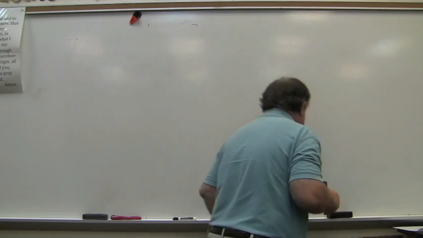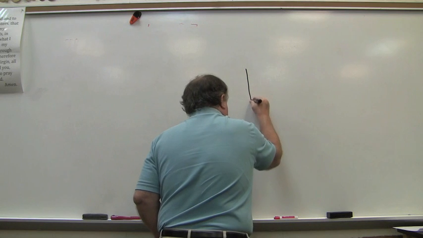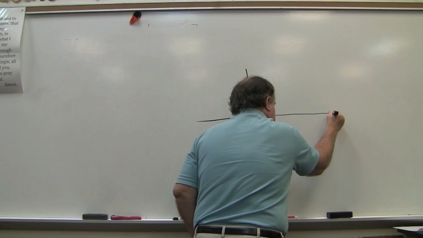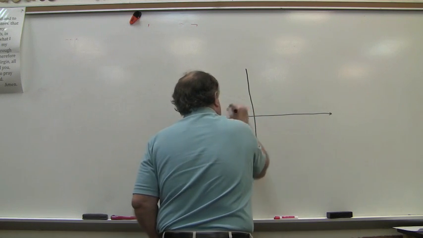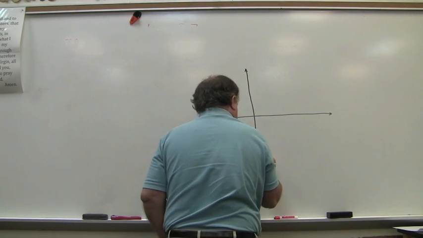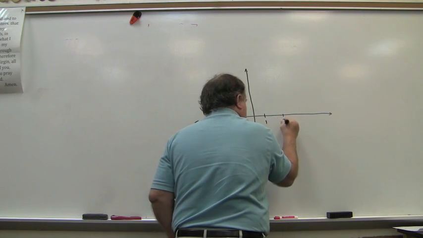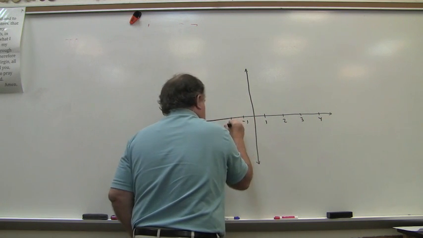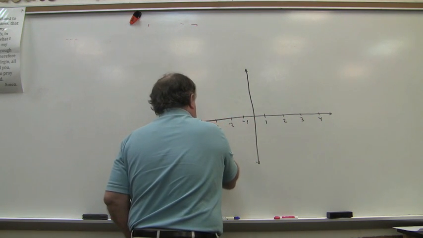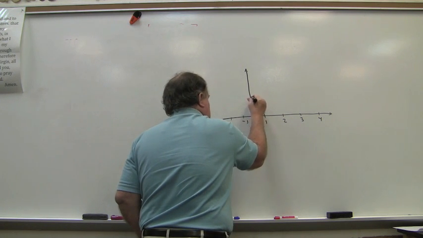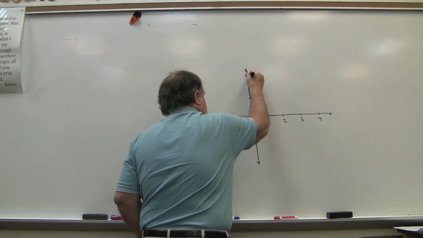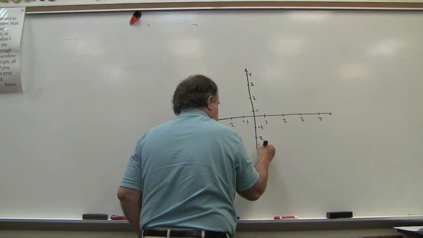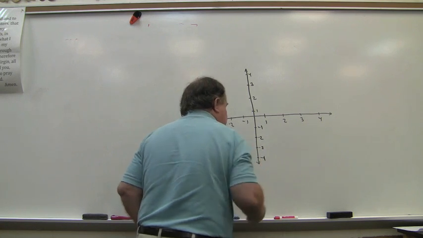Let's look at a Cartesian coordinate system. Here we go. We'll plot points on here. It doesn't matter what 2 points I choose. Here's 1, 2, 3, 4, -3, -4, 1, 2, 3, and 4, and -1, -2, -3, and -4.